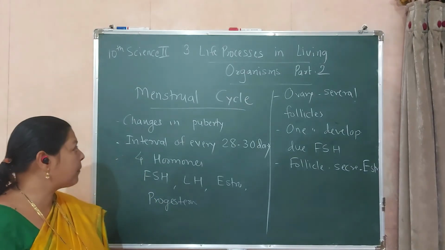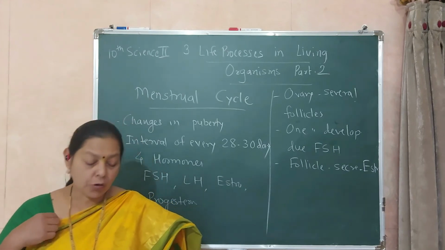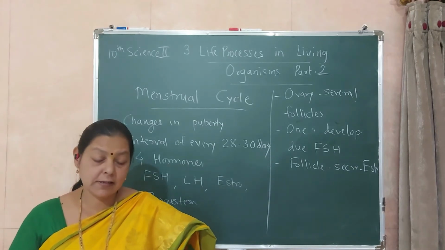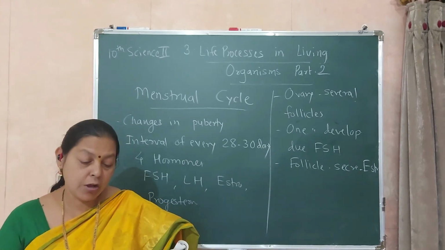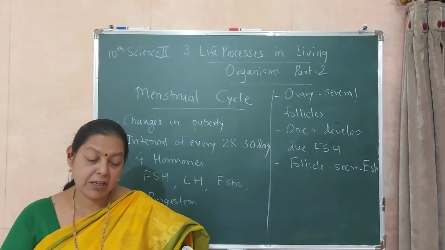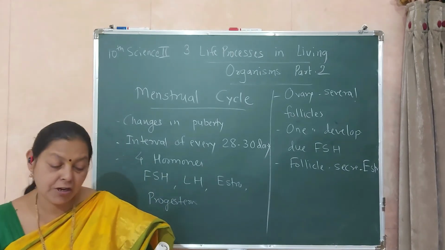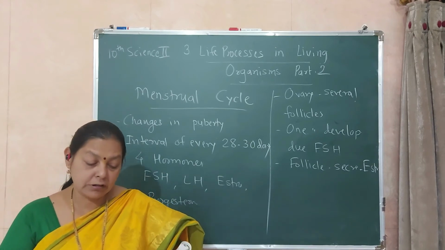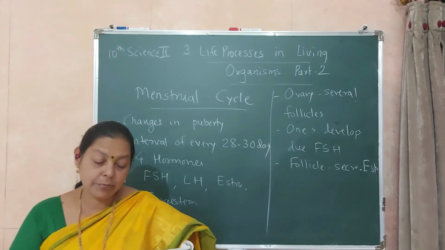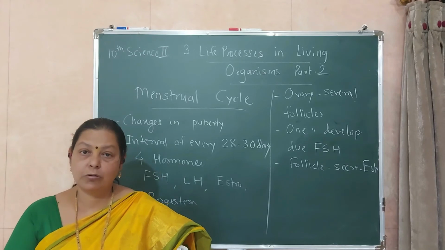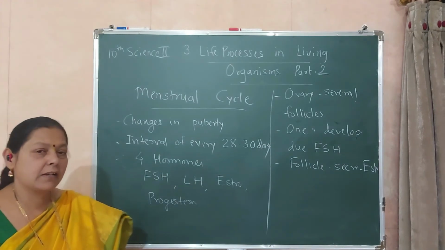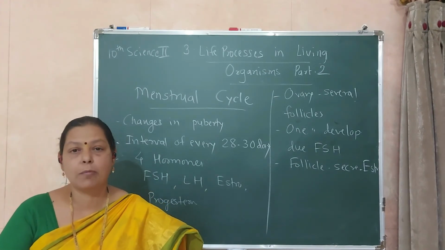Now we are going to discuss the menstrual cycle. Before that, some questions are given. Which hormone is released from the pituitary of the mother once the fetal development is completed? That is oxytocin. Second question: under the effect of that hormone, which organ of the female reproductive system starts to contract, thereby facilitating the birth process? That is oxytocin.